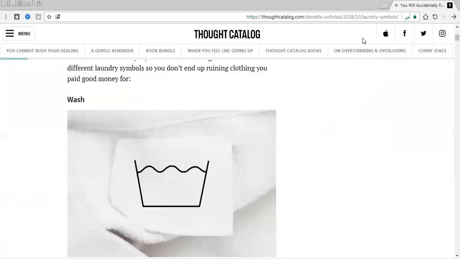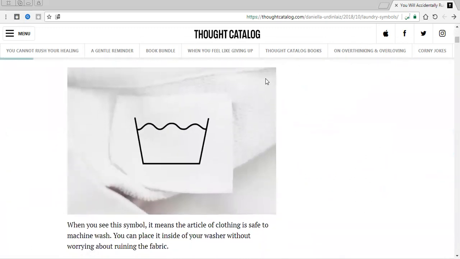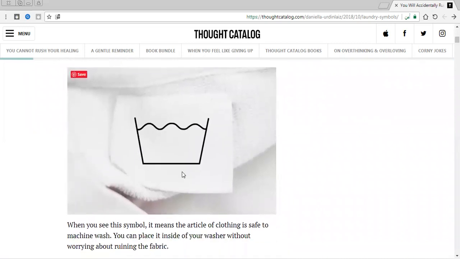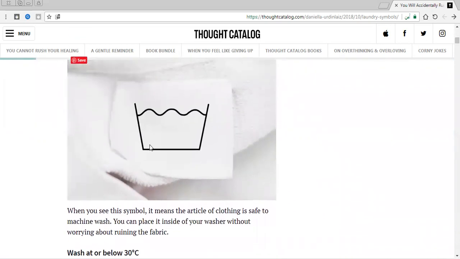The first symbol is this symbol. This symbol means washing in general. If you look at a washing machine, you will find this symbol. So whenever you see this symbol, it means washing.